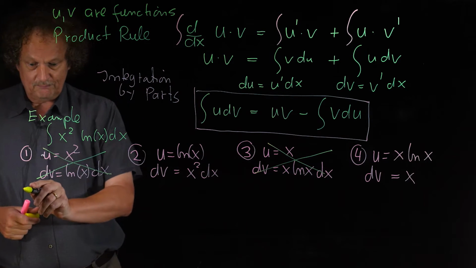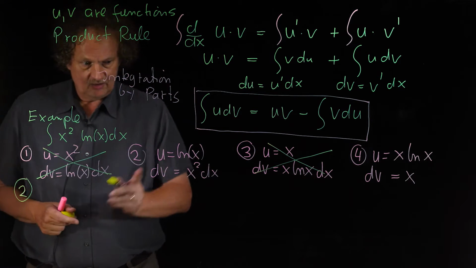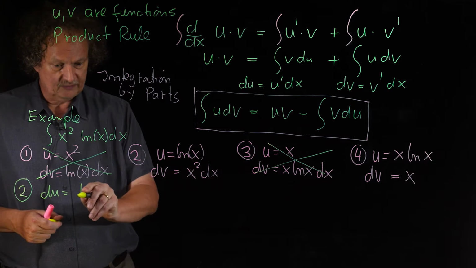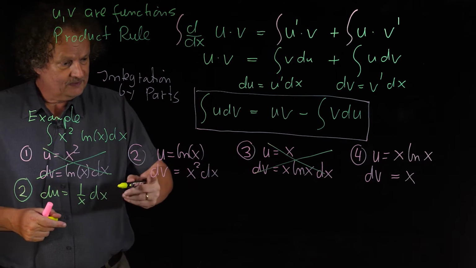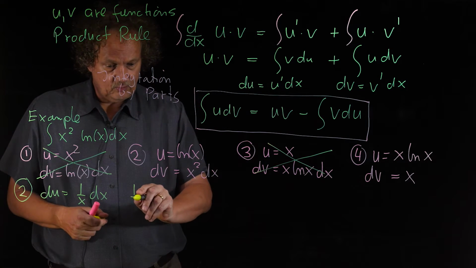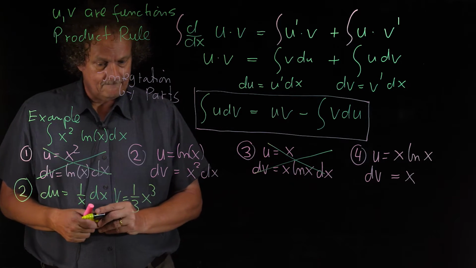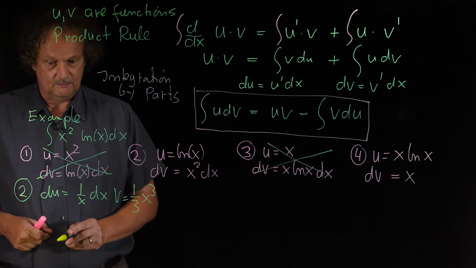So let's assume that I'm going to pursue 2. So u is ln x, du is 1 over x dx, and the antiderivative of dv is 1/3 x cubed, and that is v. Now I'm going to write my rule.